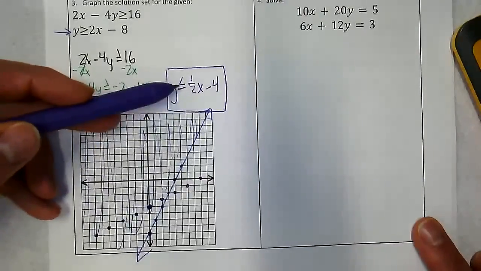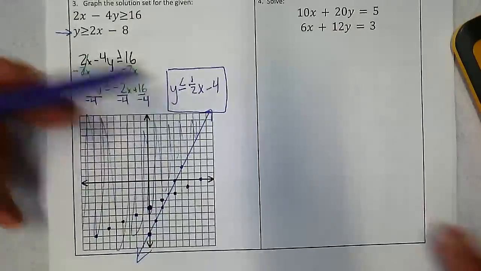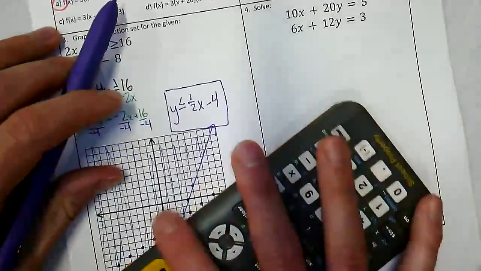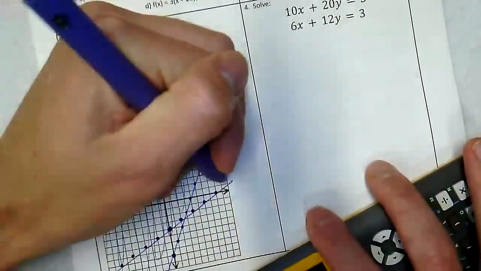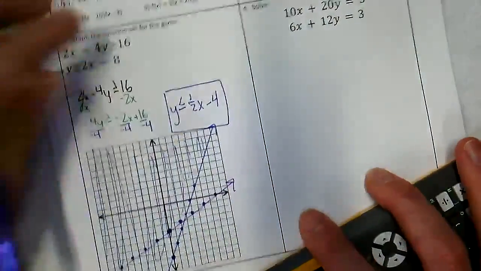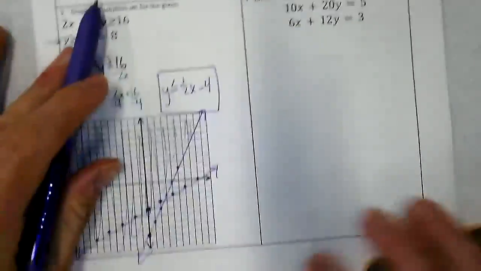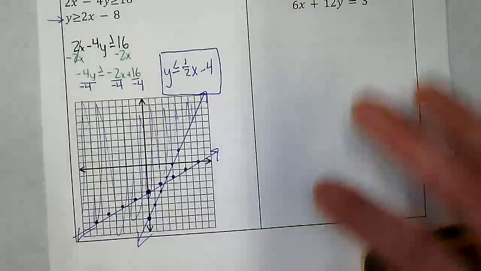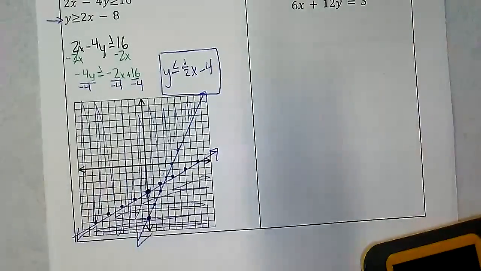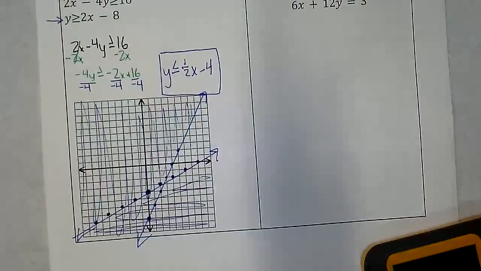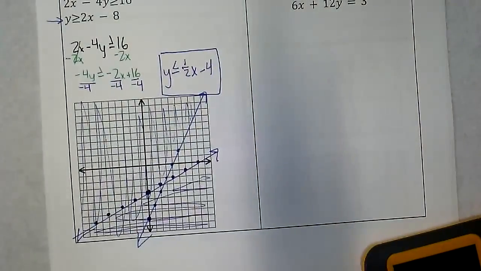Our symbol is the less than or equal to symbol. The equal to symbol tells us that we are going to connect it with a solid line. And the less than symbol tells us that we are going to shade below. So we're going to shade below here. All right, so there are our 2 inequalities on the graph.